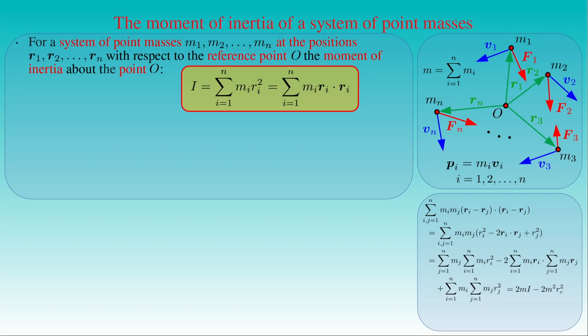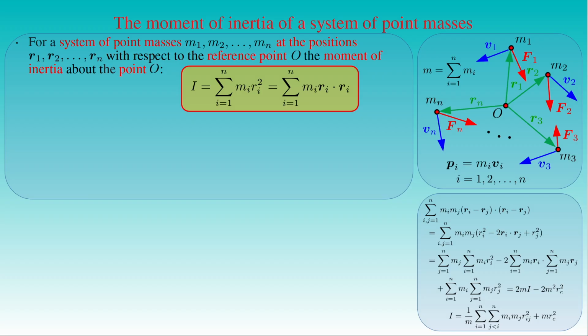Since the left-hand side is symmetric in the indices i and j, we can express the moment of inertia I from this equation as 1 over the total mass m times the sum of the mass mi times the mass mj times the square of the distance rij between the point masses mi and mj from i equal 1 to n and j less than i, plus the total mass m times the square of the center of mass Rc. This form of the moment of inertia is more useful for the study of the time evolution of the distances between the point masses in a system.